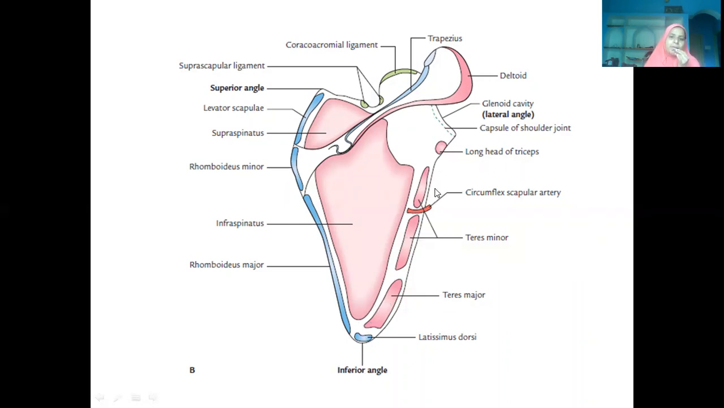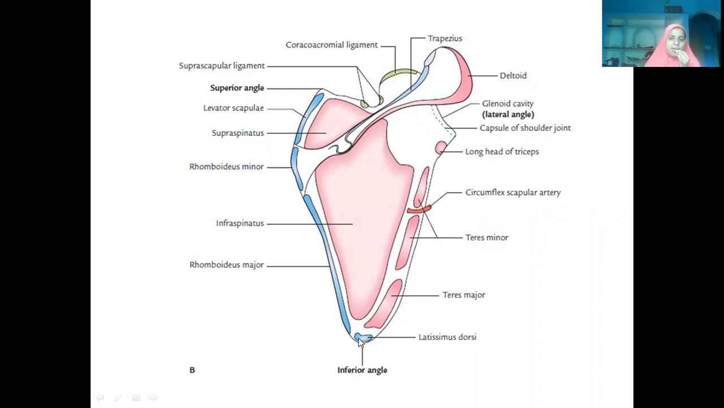Then the upper two-thirds of the lateral border is giving origin to teres minor. Always minors above, majors below. Teres minor. And in the lateral border only, in the lower one-third, we see the origin of teres major.